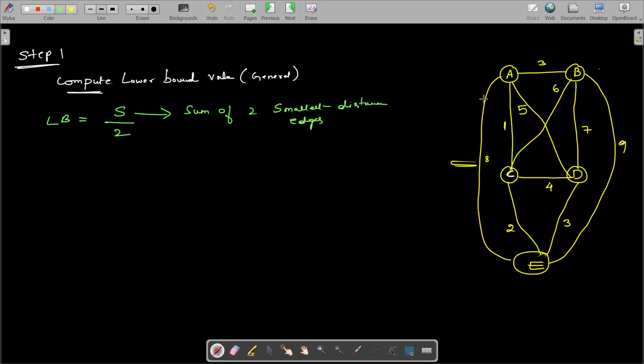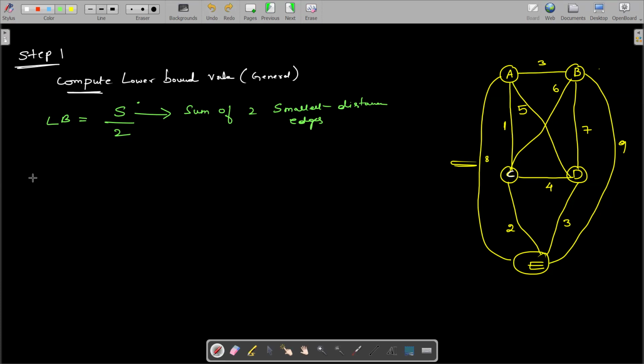For example, see here, if I consider A, you can see A to B, A to D, A to C, and A to E are there. In this, we have to see the smallest edges. You can see 3 is there, 5 is there, 1 is there, 8 is there. Which are the two smallest edges? That is 3 and 1. So that is what S is all about: the sum of two smallest distance edges, from A to B and A to C. These things we have to take. That is the meaning. I think you people got it.